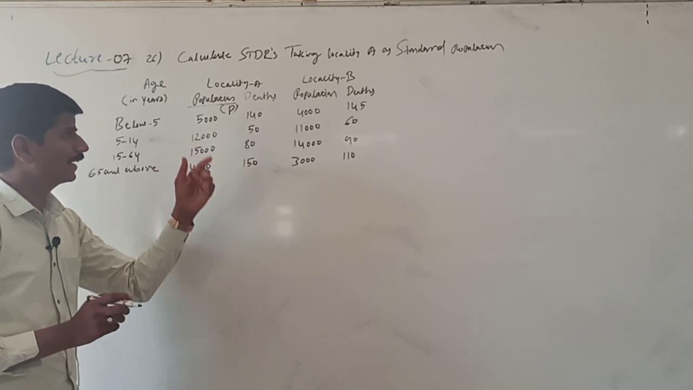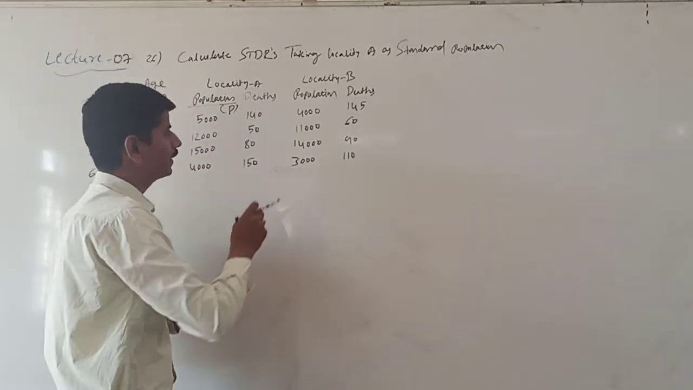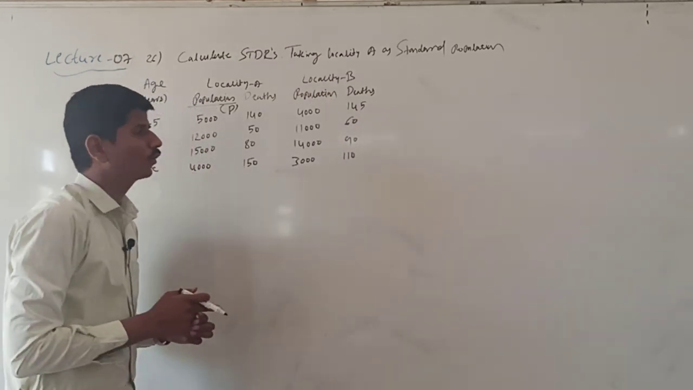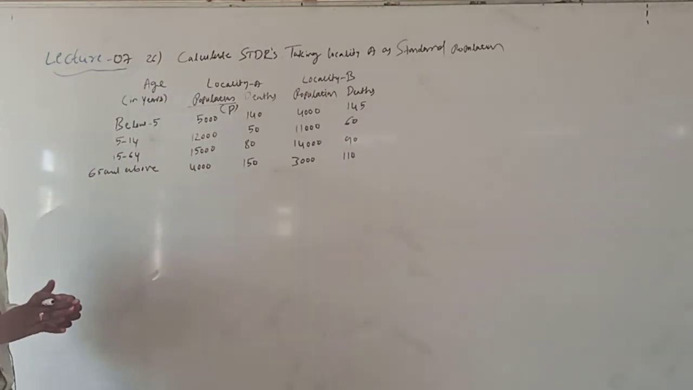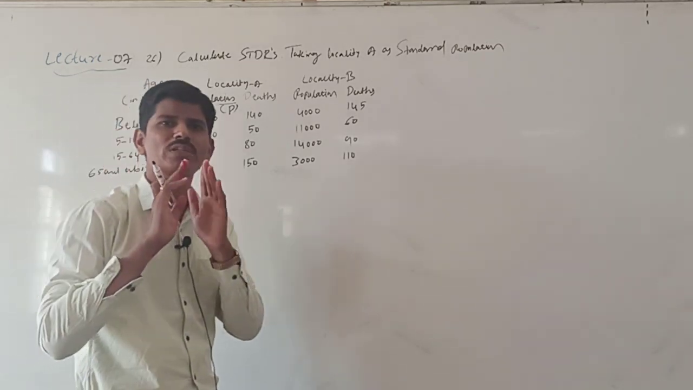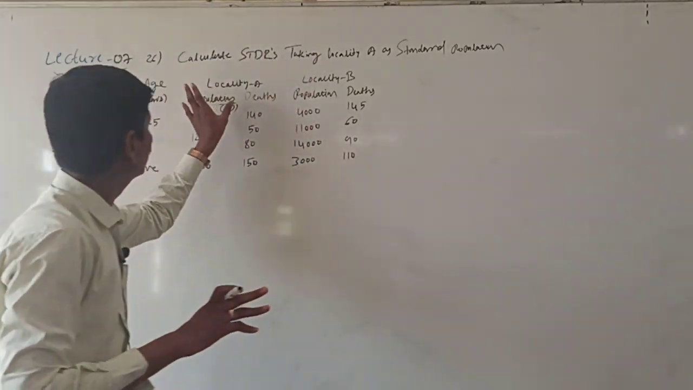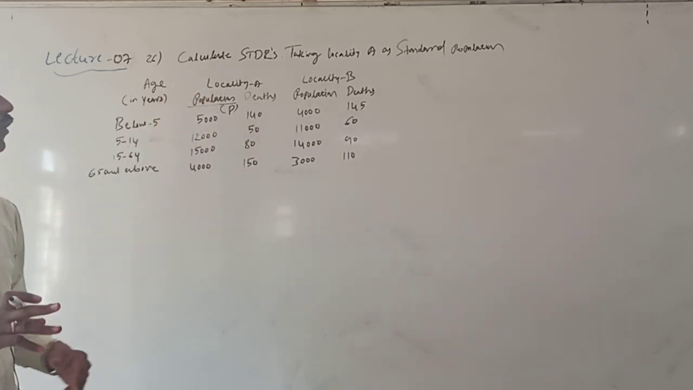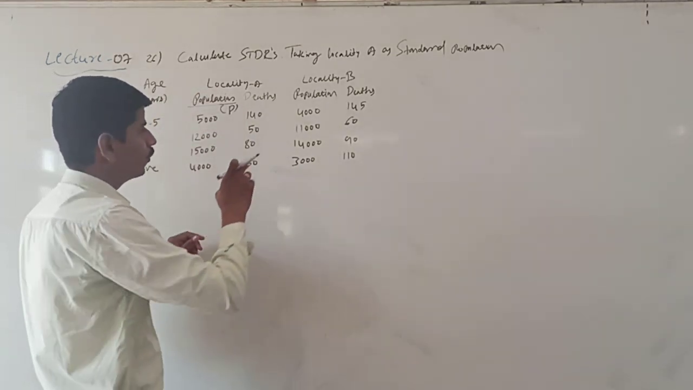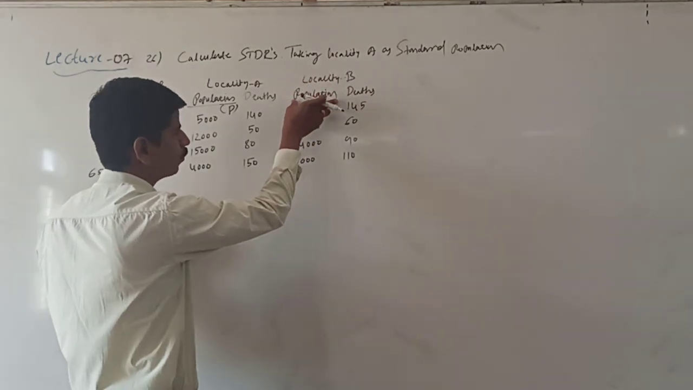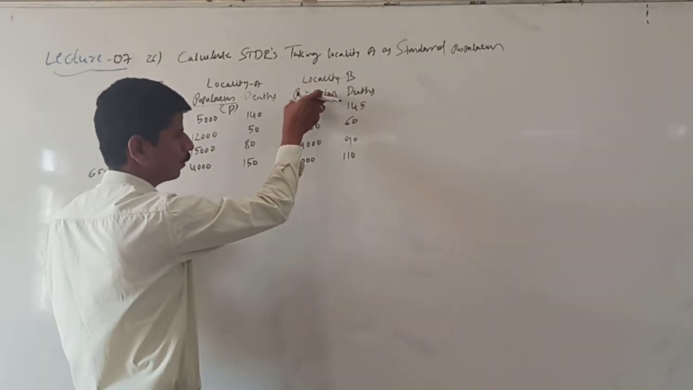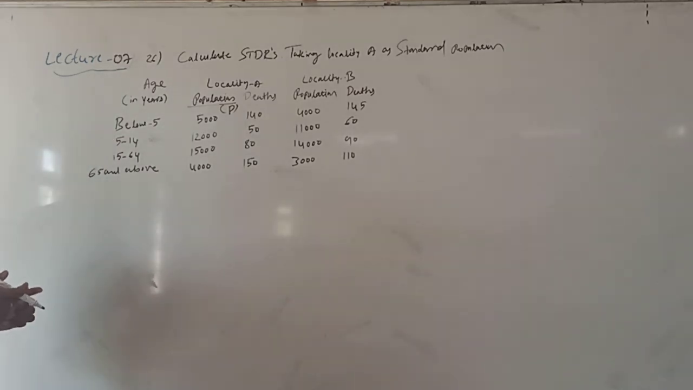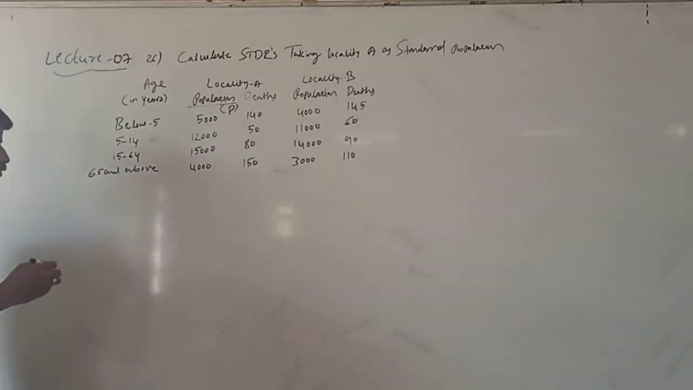Suppose taking locality B as a standard population, locality B, it is a standard population. Here the standard population extra column is not given. You have to take locality A as the standard population. Suppose taking locality B as a standard population means you have to take locality B as a standard population. It is a P value, standard population. Okay. Here first you have to find ASDRs. Solution.